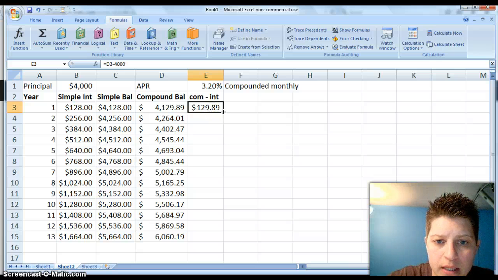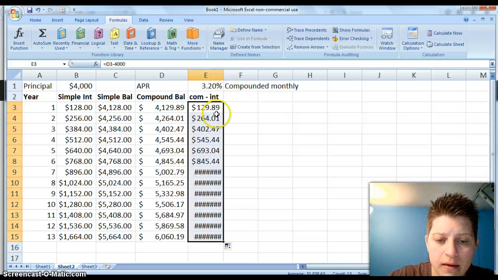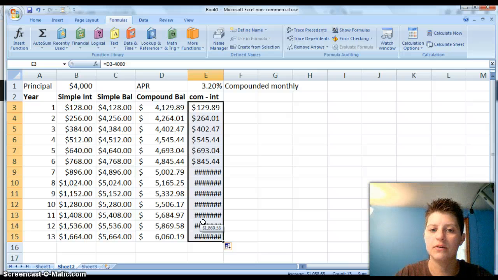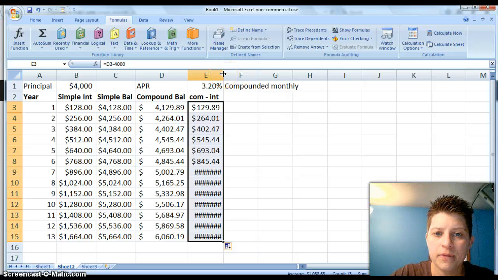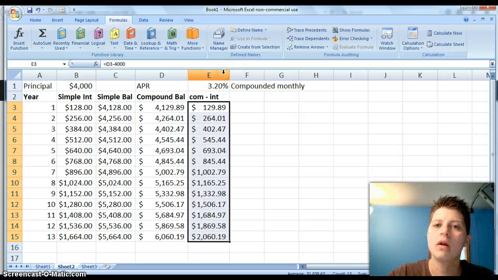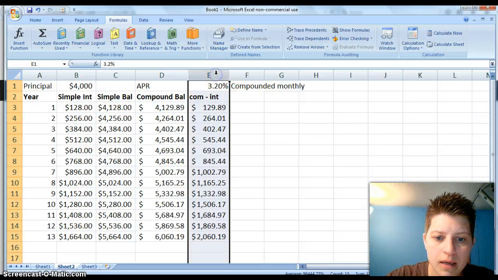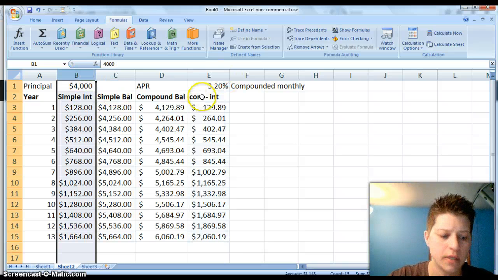So I'm going to go ahead and double click, and now, this is a good example. If you see all these dollar signs or pound signs or whatever, it means that the number is too large to fit in the cells for as wide as they are. So if you go up here between E and F, you see a line with two arrows. If you double click, it will automatically resize your cell so all your numbers fit. Okay, so now I can compare my compound interest and my simple interest.